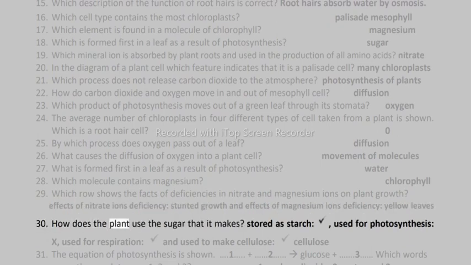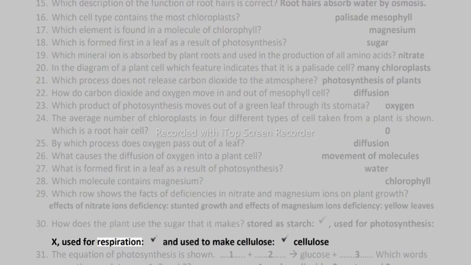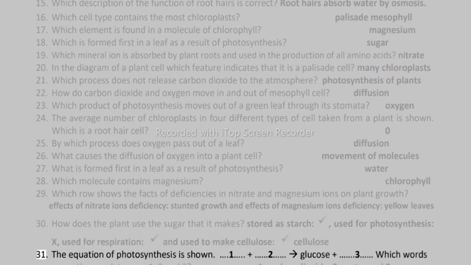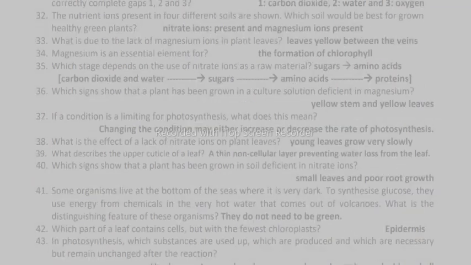30. How does the plant use the sugar that it makes? Stored as starch, used for respiration, and used to make cellulose. 31. The equation of photosynthesis is shown. 1 plus 2, glucose plus 3. Which words correctly complete gaps 1, 2, and 3? 1. Carbon dioxide, 2. Water, and 3.